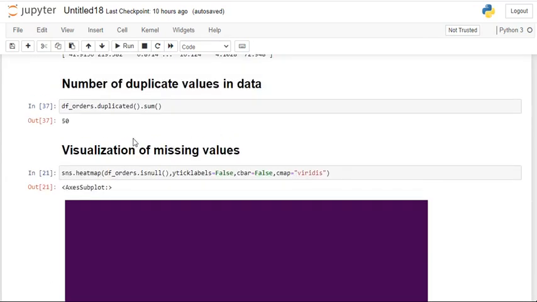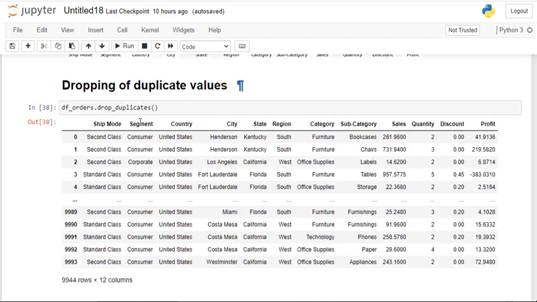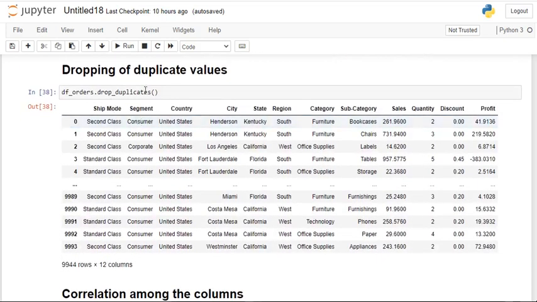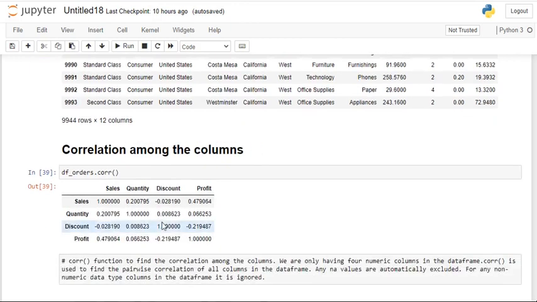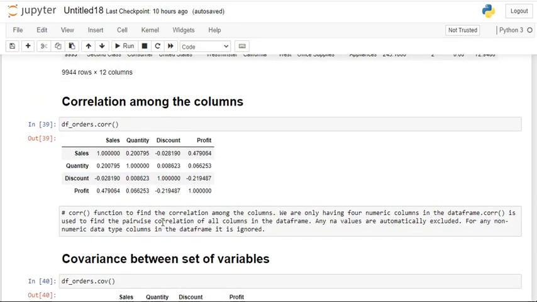How many duplicate values are there? There are 50 duplicate values. If you call the drop duplicates function, it is going to drop the 50 duplicate values in the data set. Earlier the count was 9,994, and after dropping the duplicate values, the number has become 9,944.